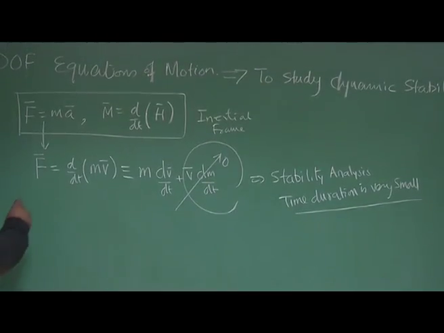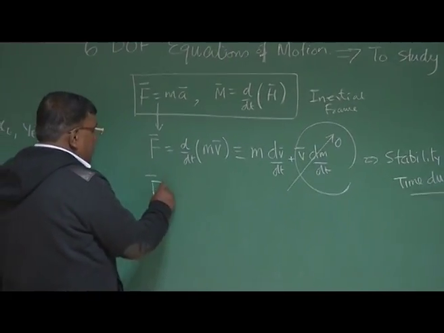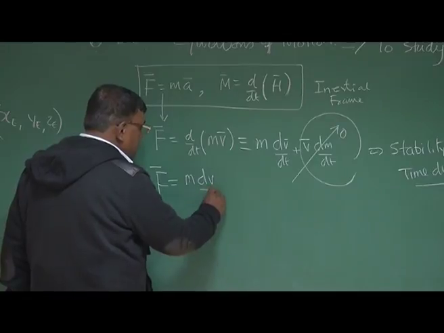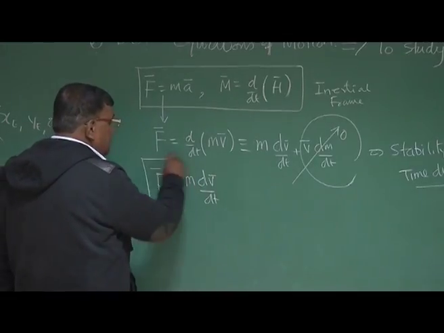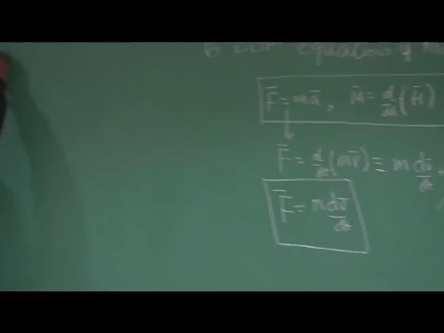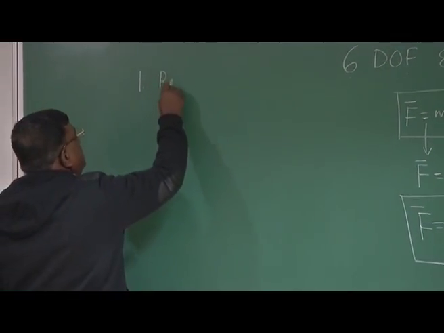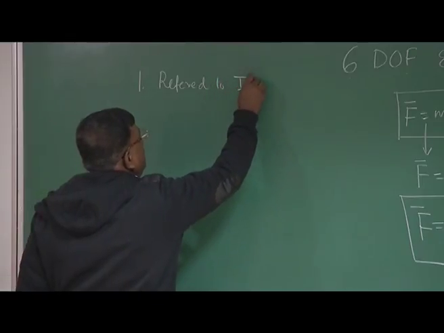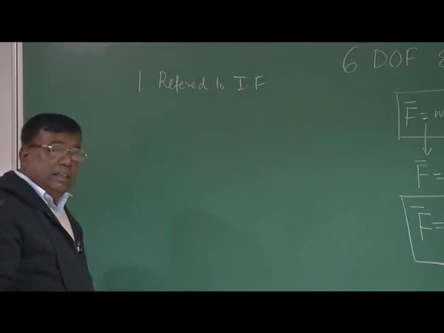So I write F external, which all of us know, is m dv by dt, correct? Now, let us go a little bit deeper into this expression. Remember, we are developing this equation number 1 with reference to the inertial frame of reference, which is the earth axis.